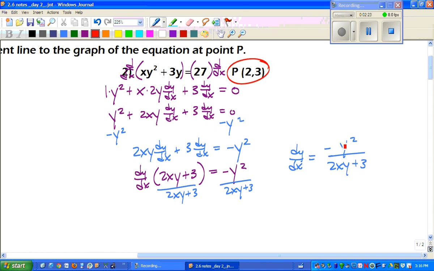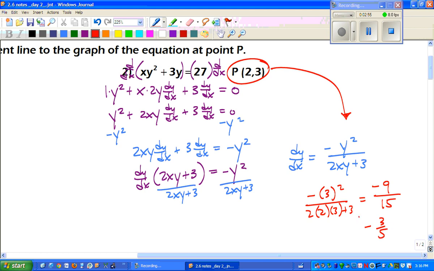Remember, this gives us an equation that represents the slope at any given point on the graph. So we're just going to substitute those values in for x and y. So we have opposite of 3 squared over 2 times 2 times 3 plus 3. So we get negative 9 up top. 2 times 2 times 3, we get 12, plus 3, we get negative 9/15, which simplifies to negative 3/5 for our slope.